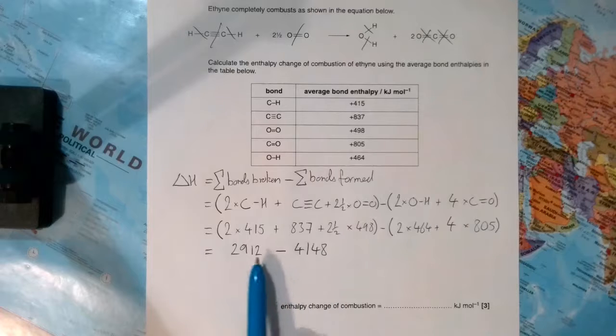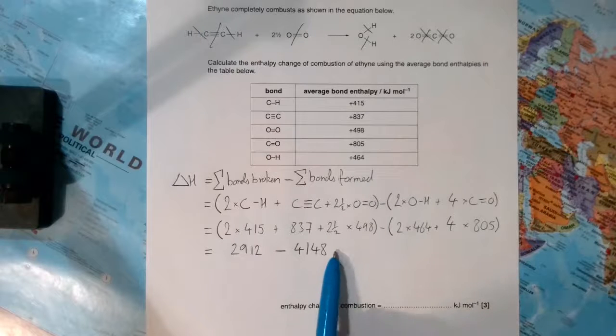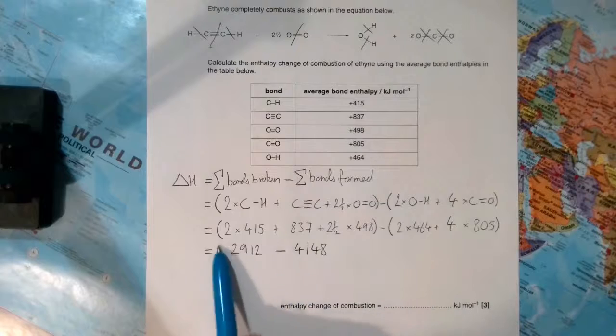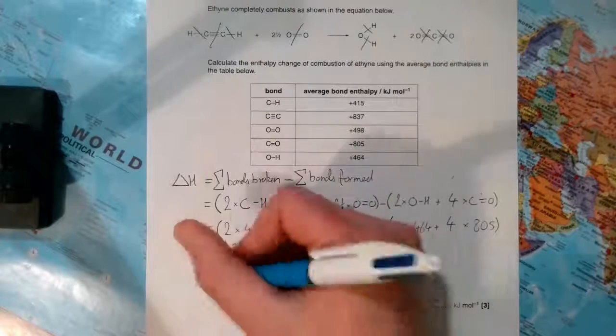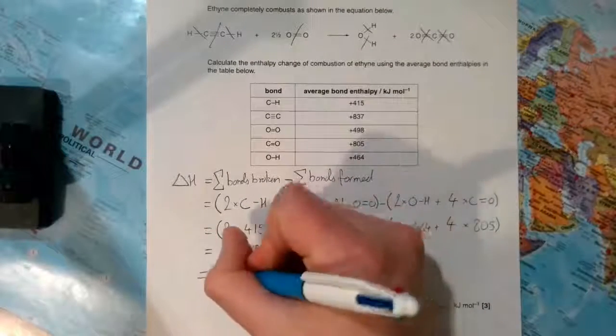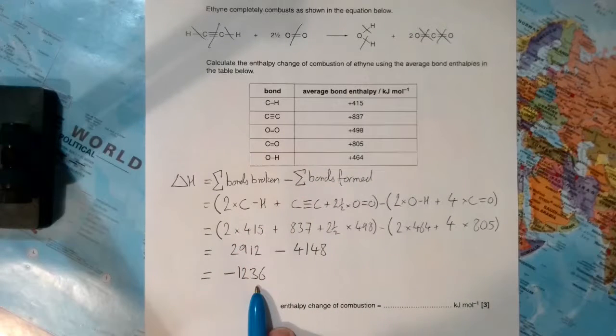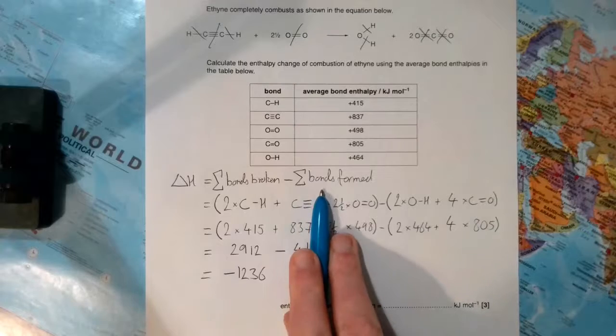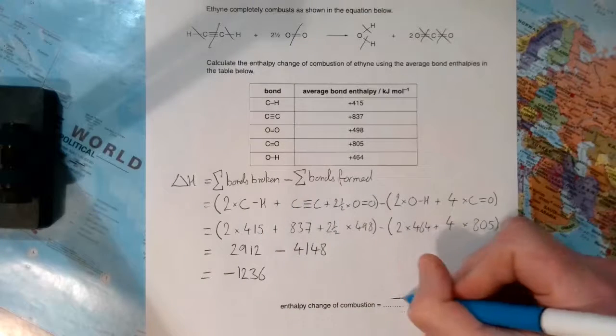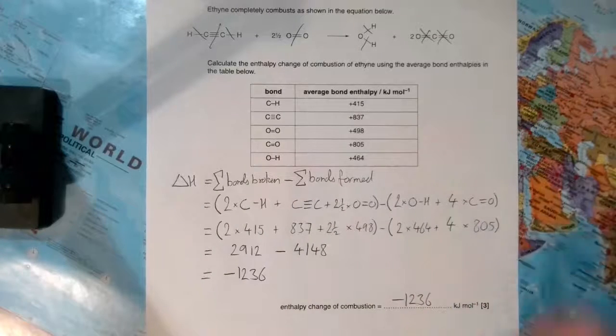Now before I do the very final part, 2,912 is smaller than 4,148. More energy is being given out when the new bonds are formed than was required to break the original bonds, which means that overall you get a negative number, and overall it's an exothermic process because more energy was released than was required. So minus 1236 is your answer.